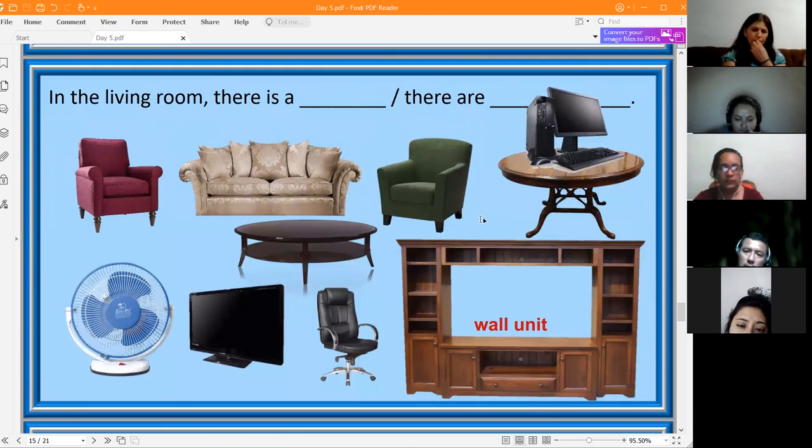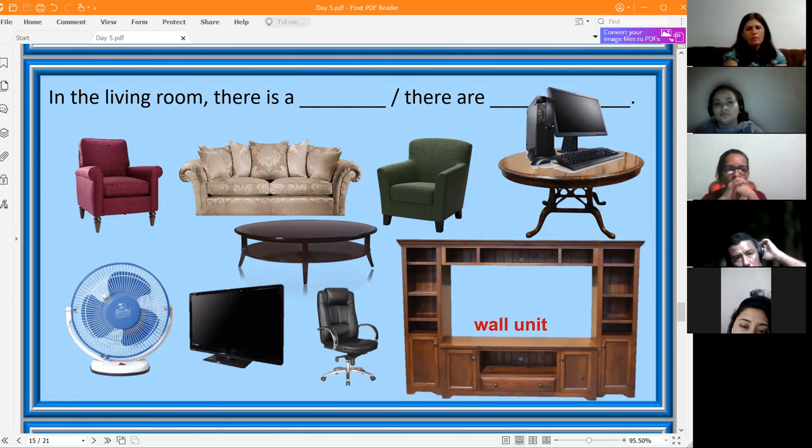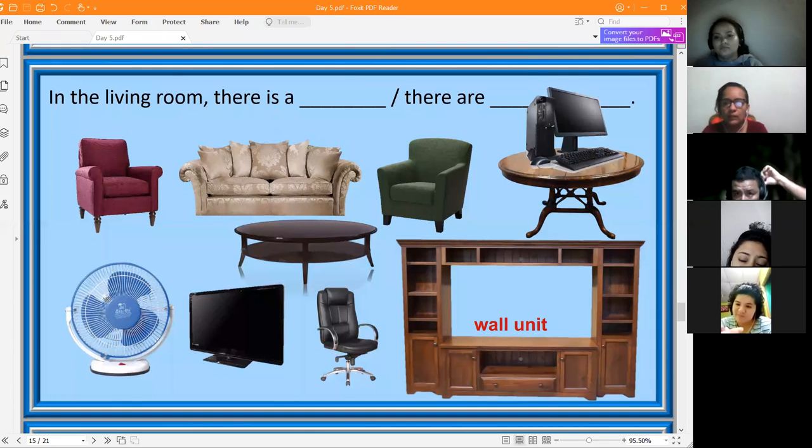Now let's go to the living room. What's in your living room? Volunteer to describe your living room. Thank you, Zulma, and then Rolando. You may speak now, Zulma. You may describe your living room.